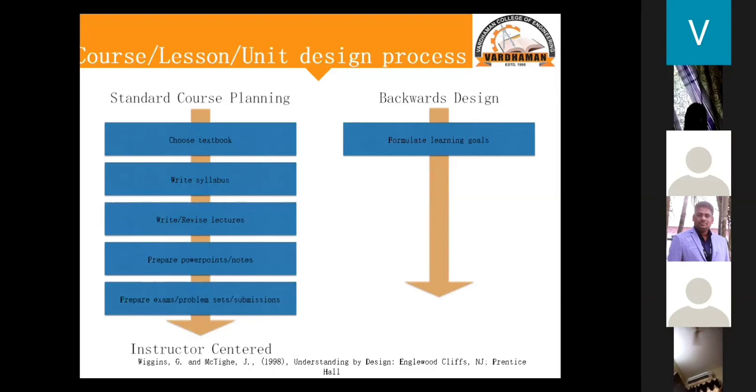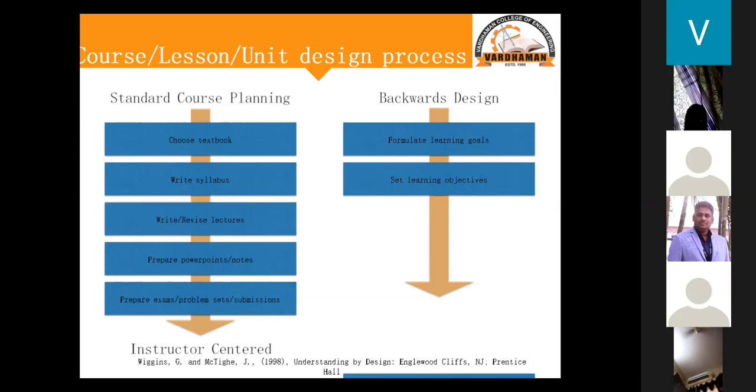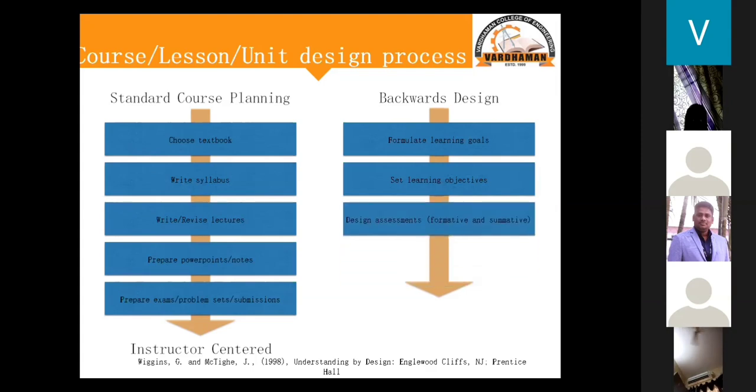Once the learning outcomes are ready for my particular course, we begin with setting the learning objectives. There is a difference between a goal, an objective, and an outcome. I will be speaking about them in the next series of slides. So first is formulating the goals. Next is setting the learning objectives. Then we design assessments here.